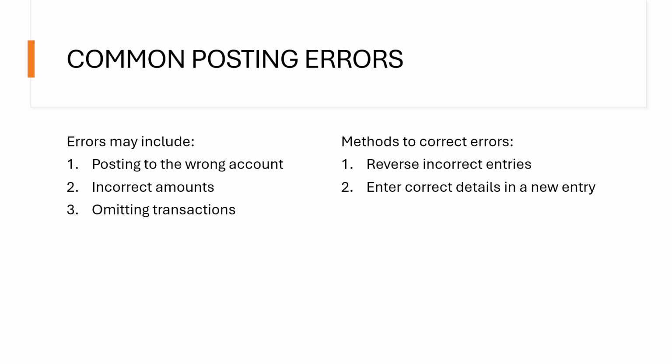The second error comes from incorrect amounts. For example, an error can occur if incorrect debit or credit amounts are posted, which can cause an imbalance in the financial equation. And the next one, omitting transactions. If a journal entry is not posted to the ledger, it will not be reflected in the financial statements, leading to incomplete or inaccurate financial records.